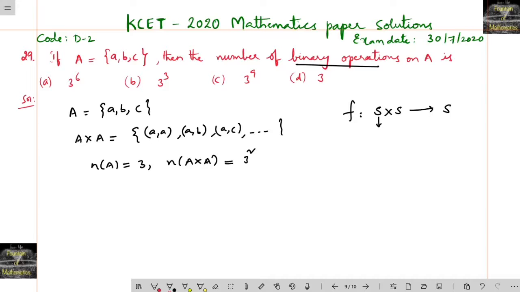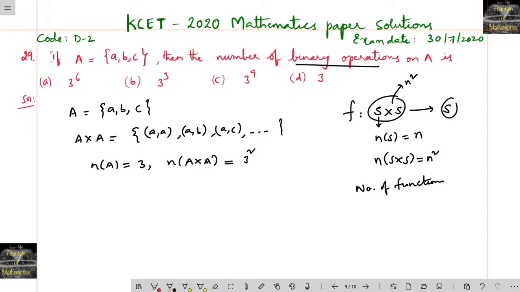Similarly, if the number of elements is n, then the number of elements in S cross S will be n square, and n of S is equal to n. Just like how we calculate functions, the number of functions from A to B is nothing but n of B power n of A. Here n is the number of elements in S to the power of the number of elements in S cross S. So that is n to the power of n square. This is the formula for the number of binary operations defined on a set.